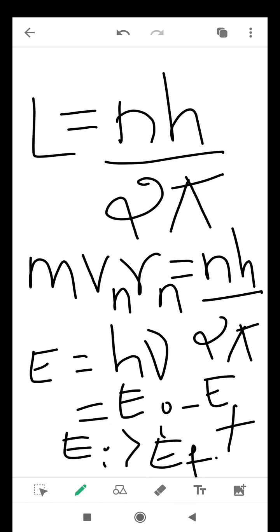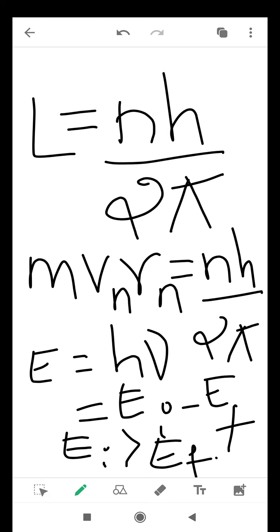So during its transition, energy is emitted in the form of a photon. The photon energy is the energy difference between the two energy levels. We can explain this by the Planck and Einstein equation. This is what we discussed in my last class.